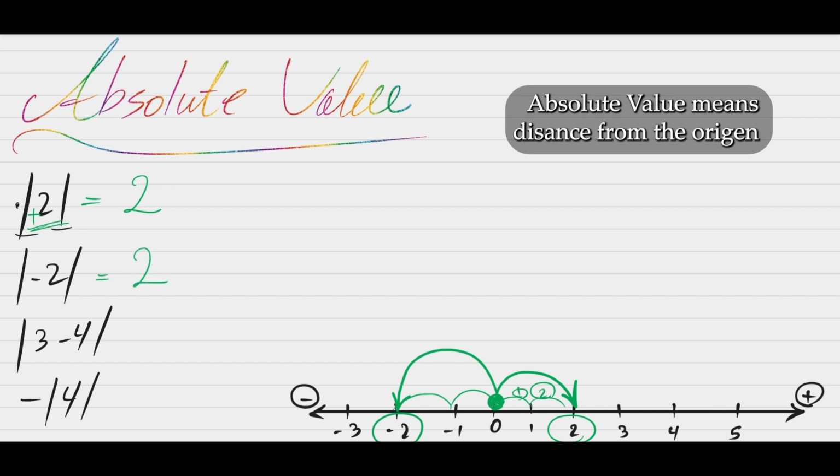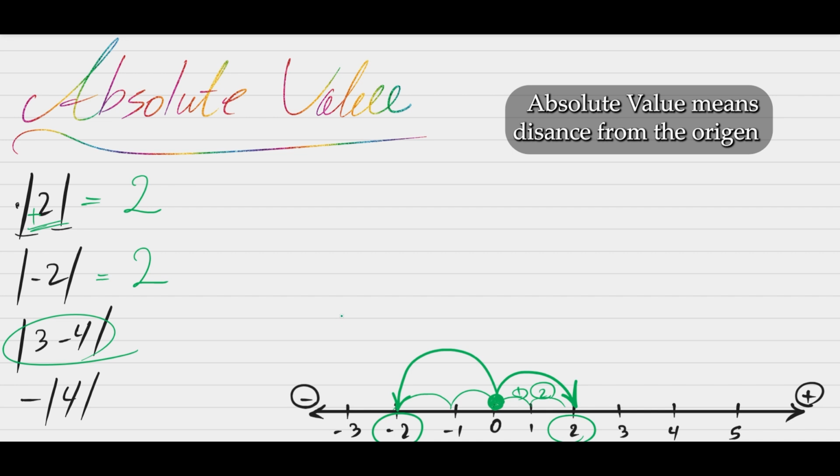In other words, whenever you have a value inside absolute value bars, the result is always going to be positive, because the absolute value bars just tell you to take the distance from the origin, and whether you go to the right in the positive direction or to the left in the negative direction, distance from the origin is always still going to be positive.